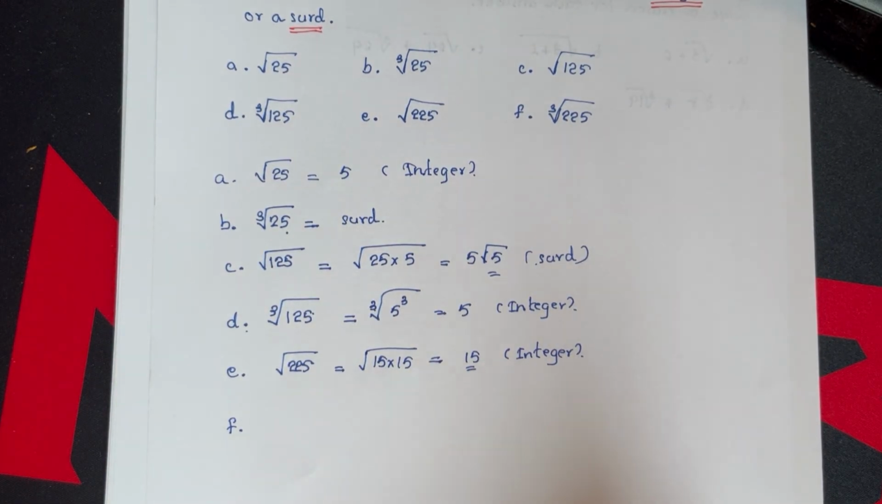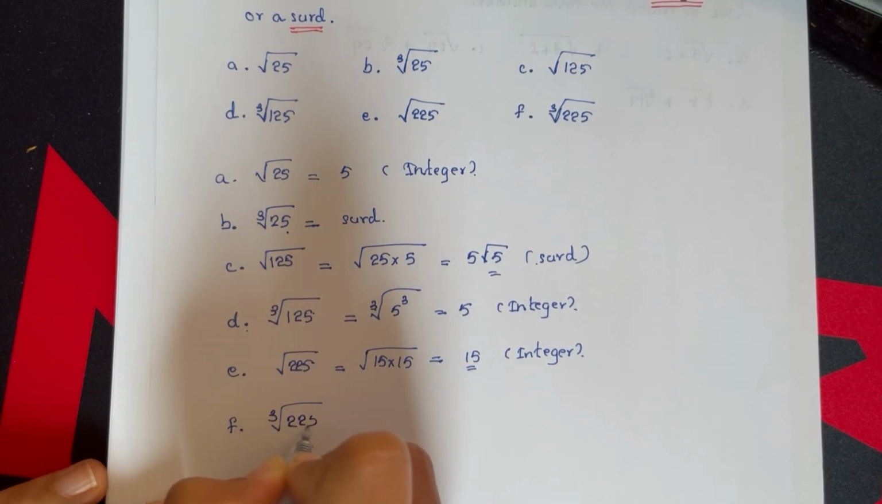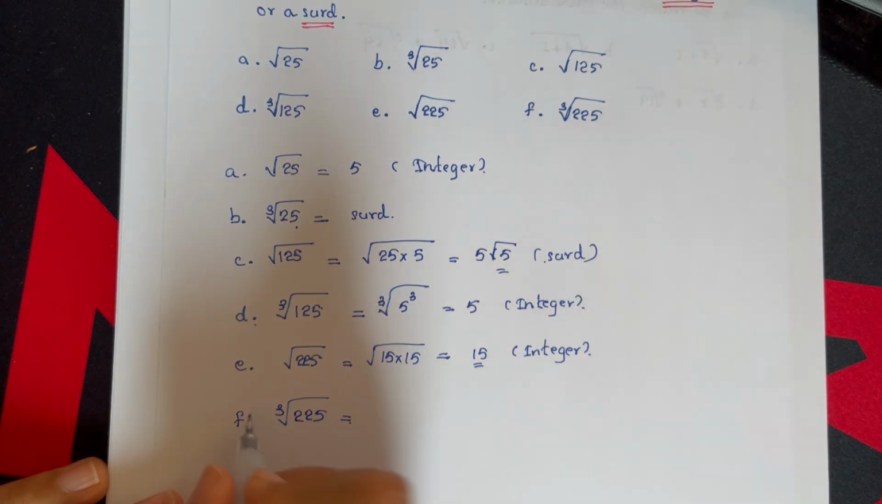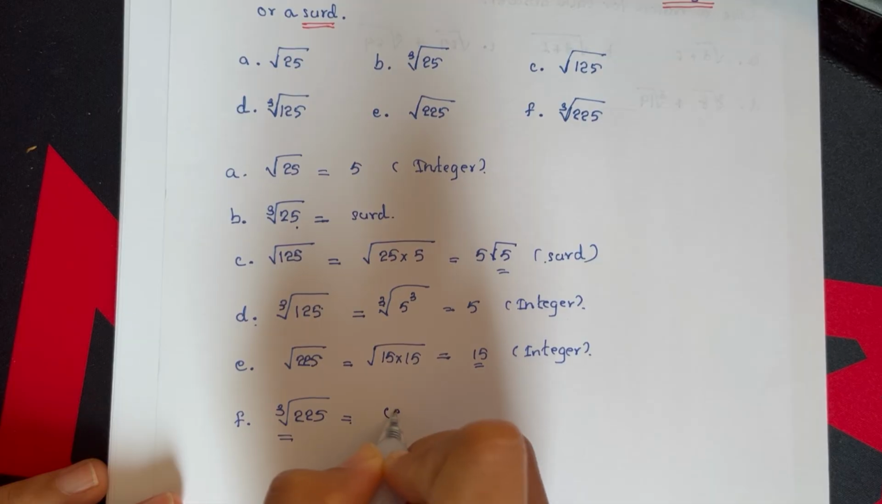Question F. F is cube root of 225. Cube root of 225 is not a perfect cube, so this is what we call a surd.